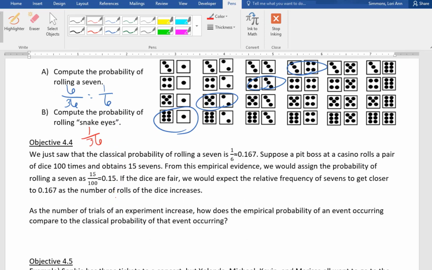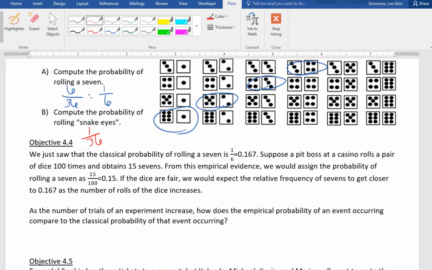So we just saw that the classical probability of rolling a 7 is 0.167, or 1/6. Suppose a pit boss at a casino rolls a pair of dice 100 times and obtains 15 sevens. From this empirical evidence, because we're doing trials, we would assume the probability of rolling a 7 as 0.15. If the dice are fair, we would expect the relative frequency of 7s to get closer to 0.167 as the number of rolls of the dice increases.